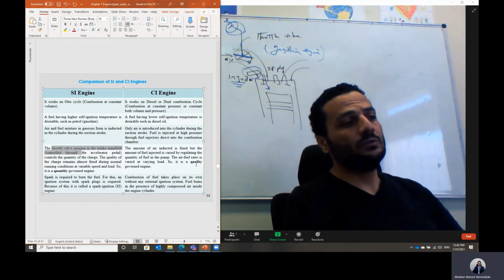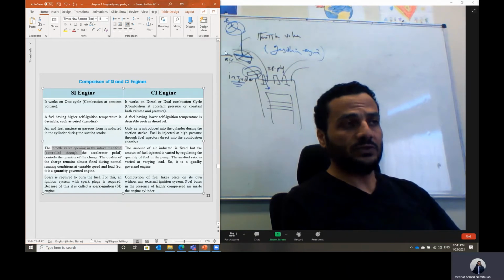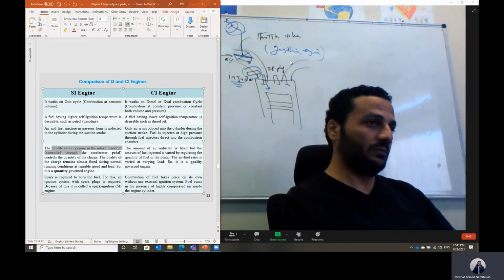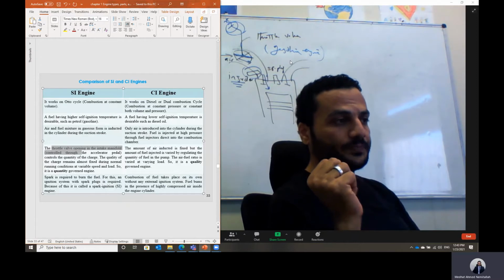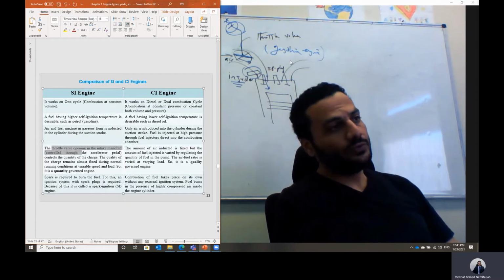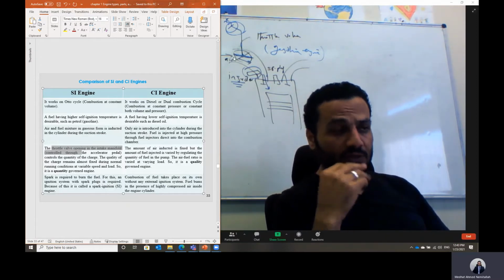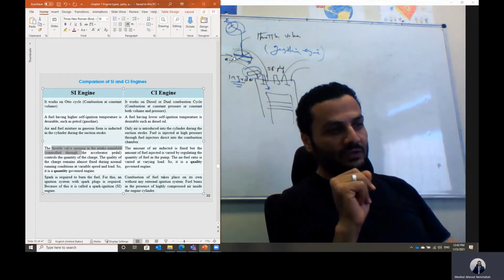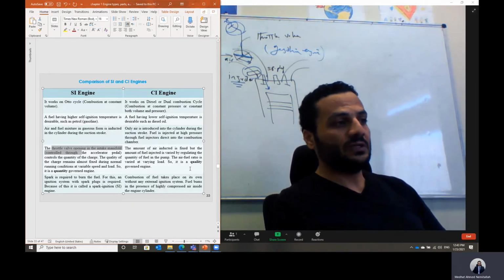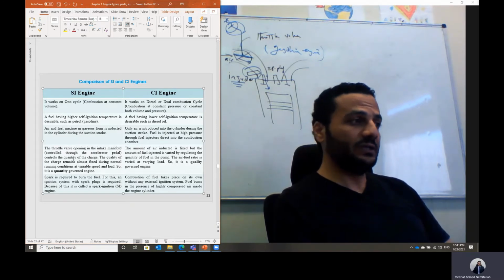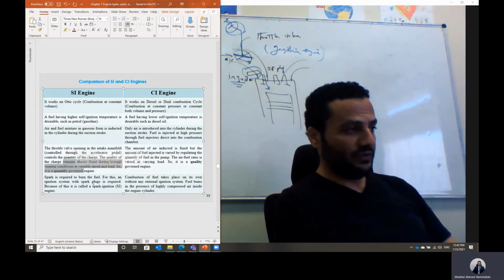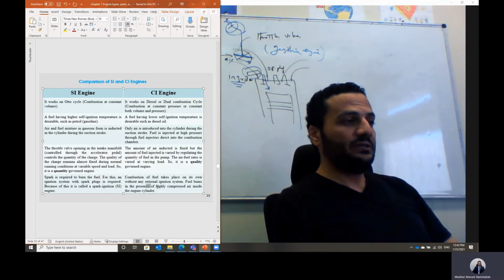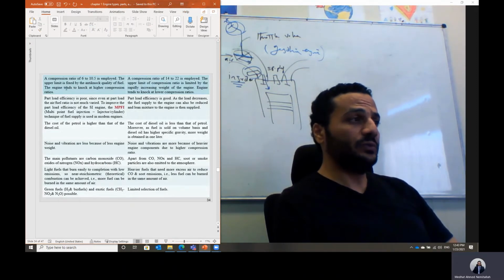But in case of diesel engine, we call it quality control, because we don't have a throttle valve. The accelerator pedal is connected to the fuel pump to control the amount of fuel injected. In this case, we don't control the amount of air. Whatever air is coming in, we just inject the amount of fuel depending on the load. That means the air-to-fuel ratio will be different in this case, and that's why we call it quality control. Depending on the load, we decide the amount of fuel. But in gasoline, the air-to-fuel ratio is almost fixed. This is spark ignited, and this is self-ignited in case of compression ignition.